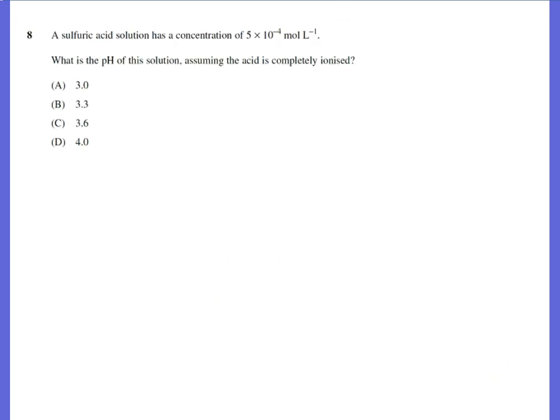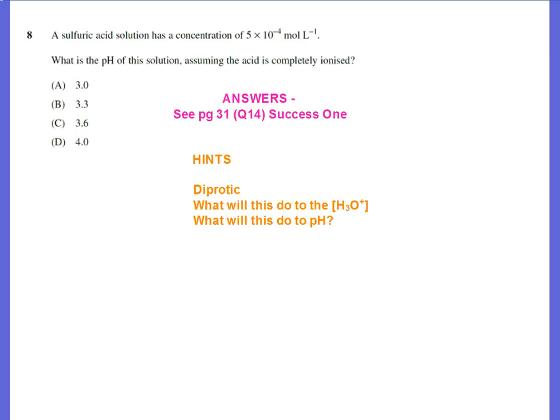The next question is this. It's a multiple choice question. Pause the video now, have a go. If you get stuck, unpause it and see if you can check your answers. Alright, hopefully you've had a go at this. If you want to check your answers, you can see page 31. It's question 14 in Success 1.